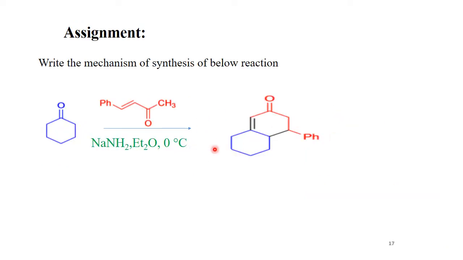This is assignment. You have to write the mechanism of this reaction in different steps. The steps of the Robinson annulation reaction. There are three steps. One is the Michael addition, the other one is the intramolecular aldol reaction, and the third one is the dehydration. Thank you so much.